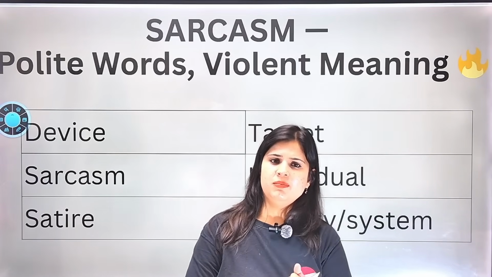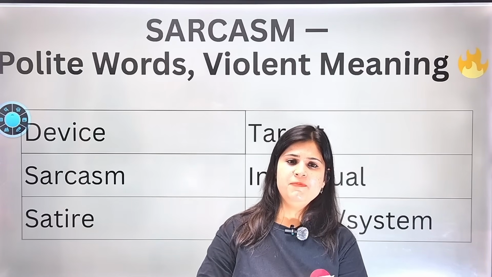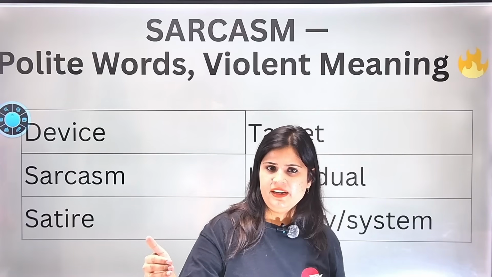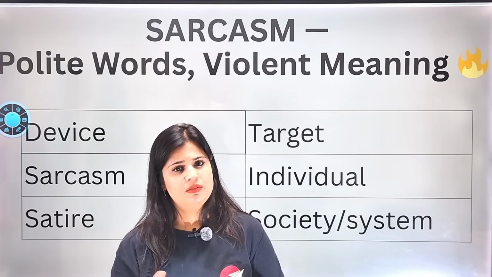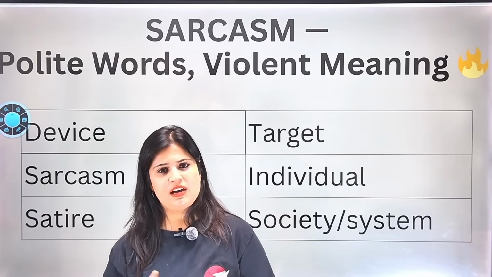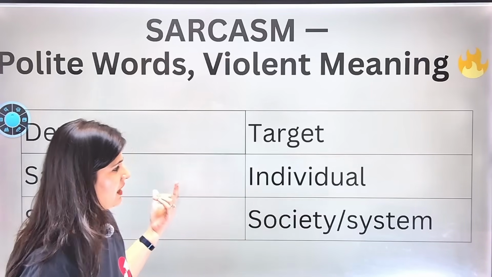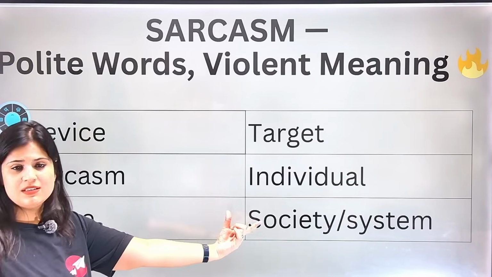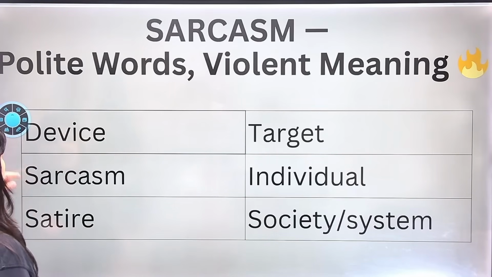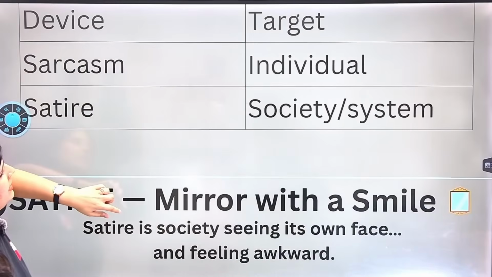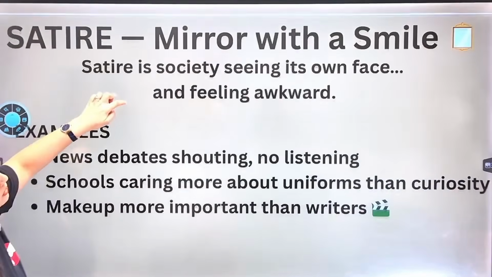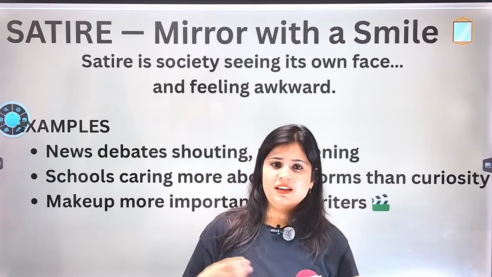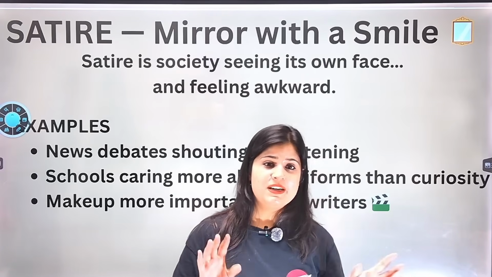So both the poetic devices, they actually try to make fun, they try to poke fun at the individual or the society, but हमारा target audience इसमें अलग है, target group हमारा अलग है. For sarcasm it is individual, and for satire it is society or the system. So of course we are trying to convey their shortcomings through violent words. तो इतना समझ में आ जाना चाहिए कि sarcasm is basically आप किसी की बेइज्जती कर रहे हो, right? But in polite words.